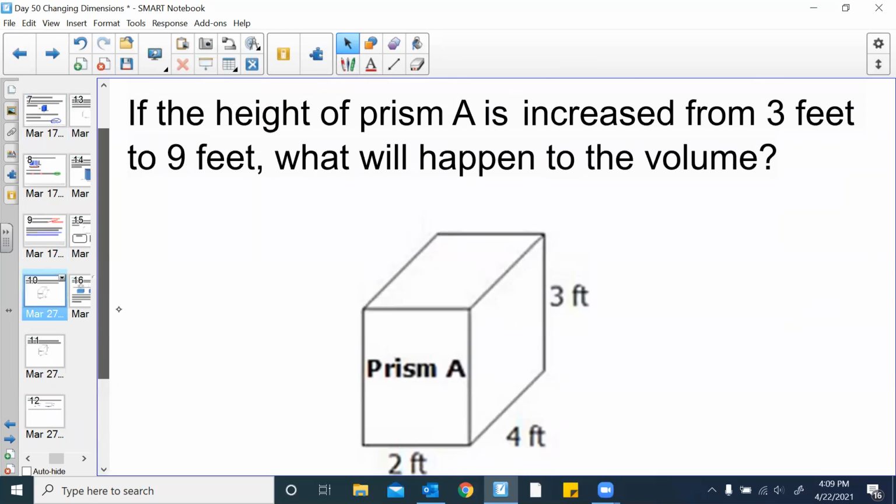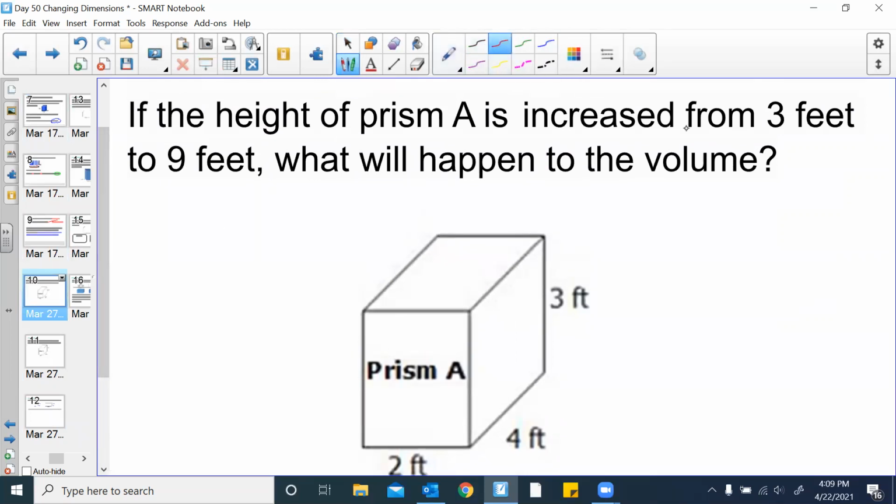All right, if the height of a prism A is increased from 3 feet to 9 feet, what will happen to the volume? So let's see. First of all, we know we're talking about volume, so we're going to have length times width times height. And it looks like we want to take the height and make this 3 a 9.